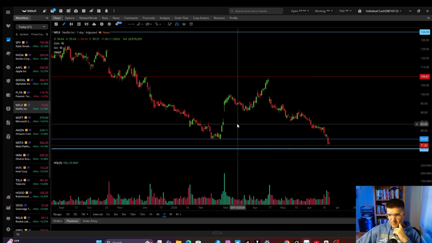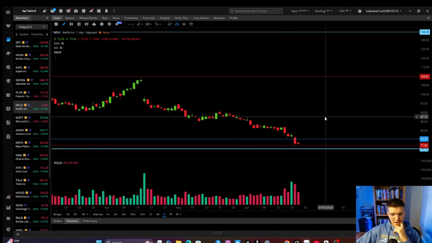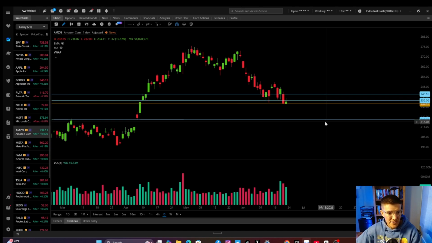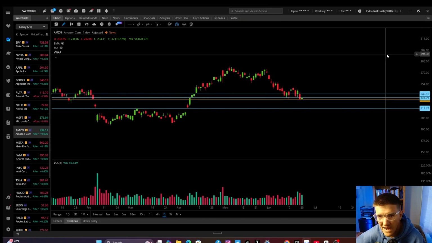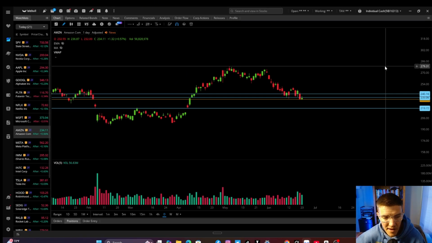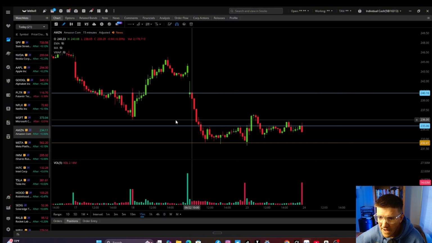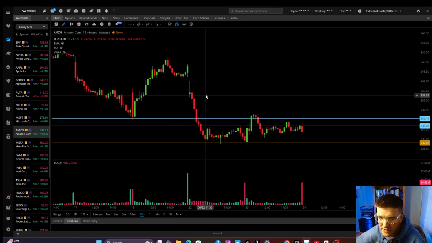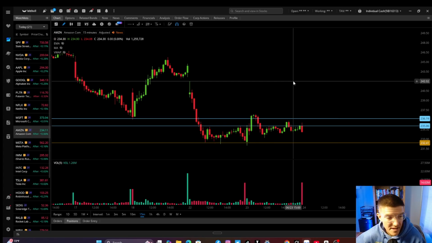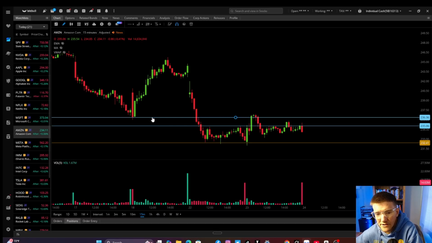Same with Netflix, major level here, broke under it. It's been short ever since. So that's all you need to do. Find your support and resistance levels and wait for the price to react around those levels. Don't be chasing price action that's in the middle of nowhere. If you're not reacting around one of those levels, then you have no idea where to enter, where to place your stop. And you never know if these levels are going to work or not, but all you need is a good spot to put your entry and your stop loss.